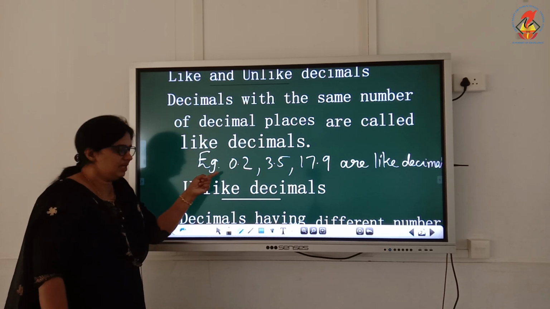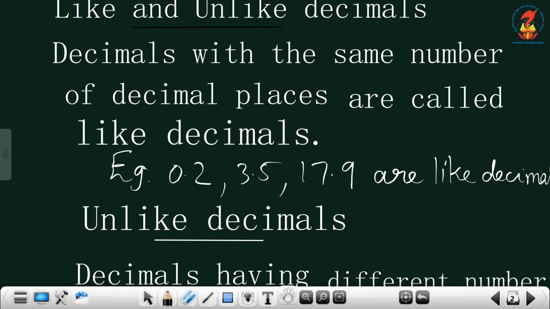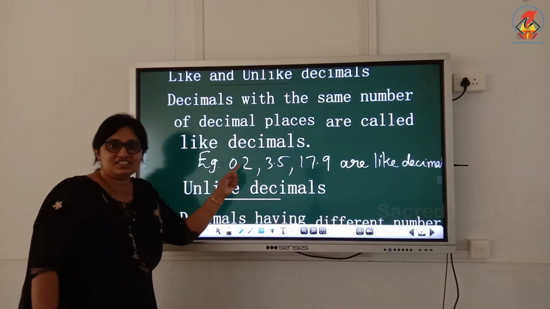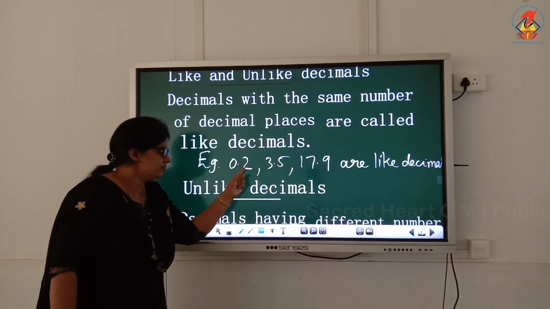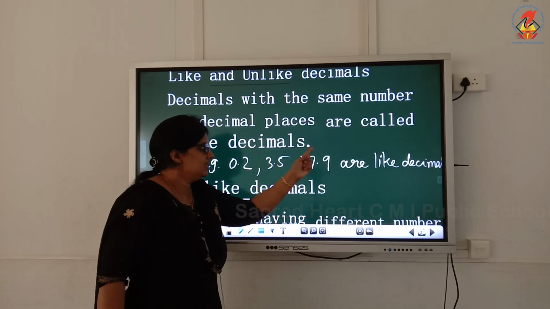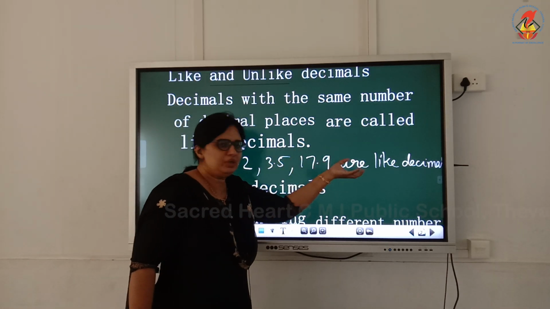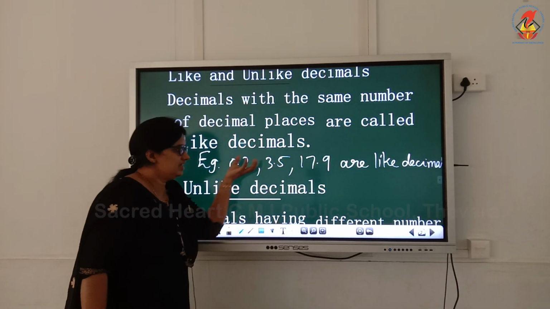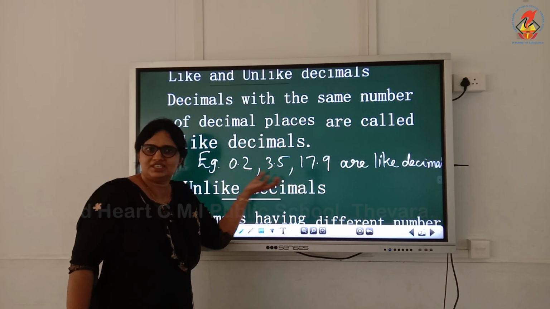I will give you some examples. See 0.2 and 3.5. See the number of decimal places, that is same only. Here one decimal place, here one decimal place. That's why these are called what? Like decimals. Is it clear?